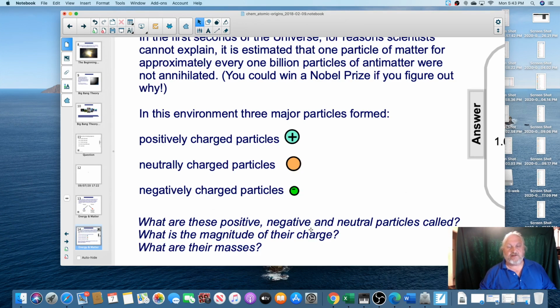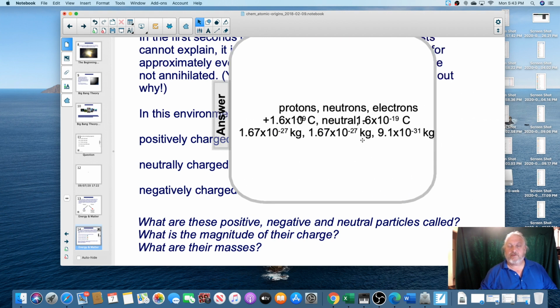So, what are these positive, negative, and neutral particles called? What is the magnitude of their charge? What are their masses? Let's look. They're called protons, neutrons, and electrons. Protons are positive, neutrons are neutral, and electrons are negative. The charge on a proton is positive 1.6 times 10 to the minus 19th coulombs. Neutrons are neutral, and electrons are minus 1.6 times 10 to the minus 19th coulombs. So they're both the same magnitude.